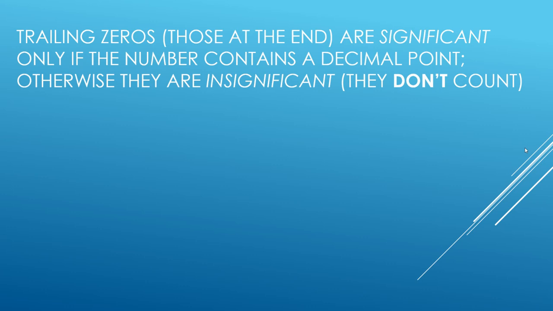The trailing zeros, those at the end, are significant only if the number contains a decimal point. Otherwise, they are insignificant and don't count. So 123.400, there is a decimal point. So those 2 trailing zeros are significant. So all of the numbers here are significant. So we have 6 significant figures.